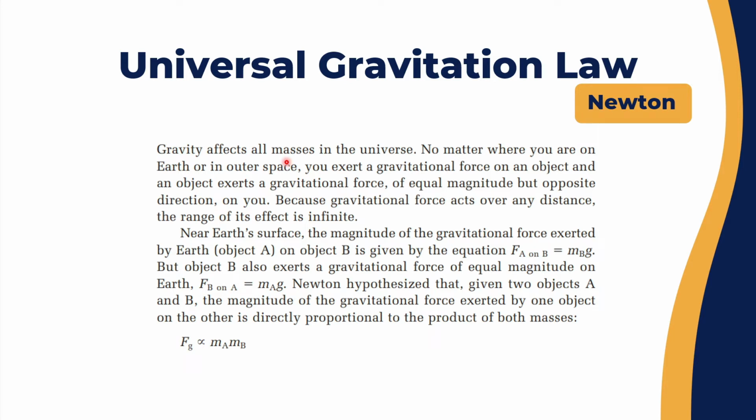So near the Earth's surface, the magnitude of gravitational force exerted on Earth by object A on object B is given by the equation F_A on B equals mass of B multiplied by gravitational acceleration. But object B also exerts gravitational force of equal magnitude on Earth. F_B on A would equal mA multiplied by g. Newton hypothesized that given two objects A and B, the magnitude of gravitational force exerted by one object on the other is directly proportional to the product of both masses. So there is a proportional relation between F gravitation and the mass of object A and the mass of object B.